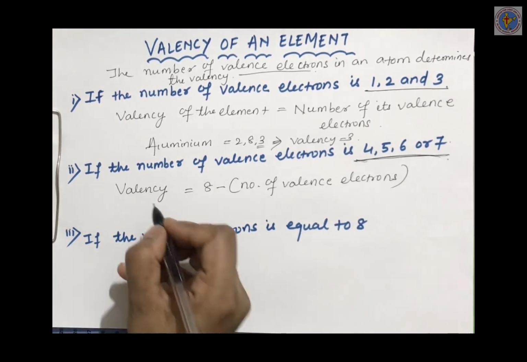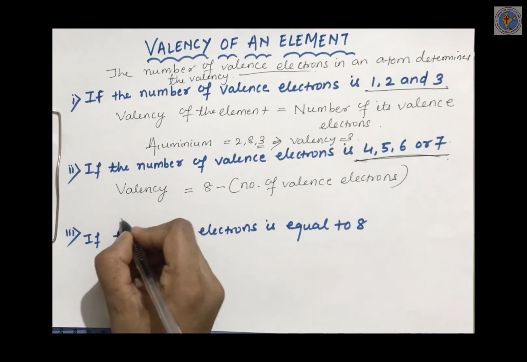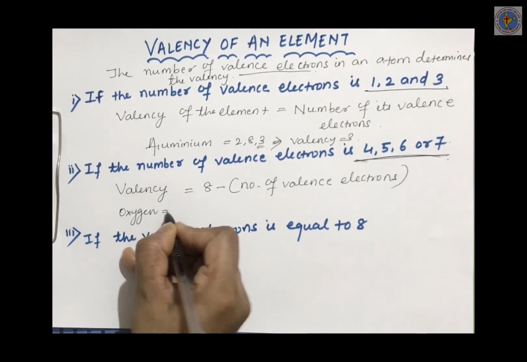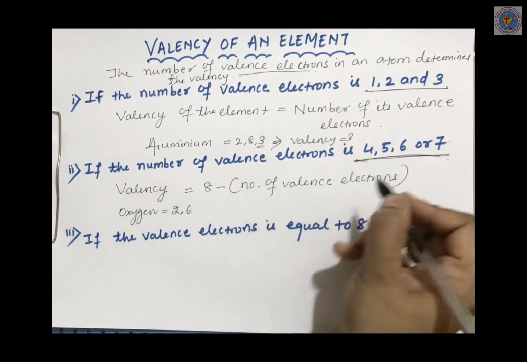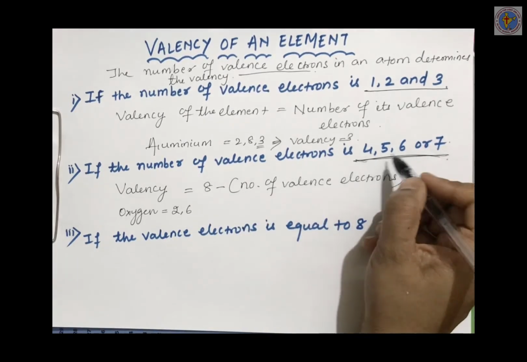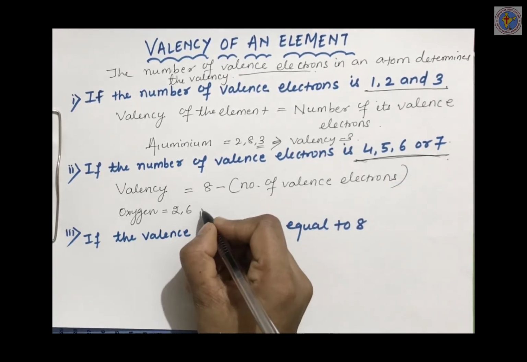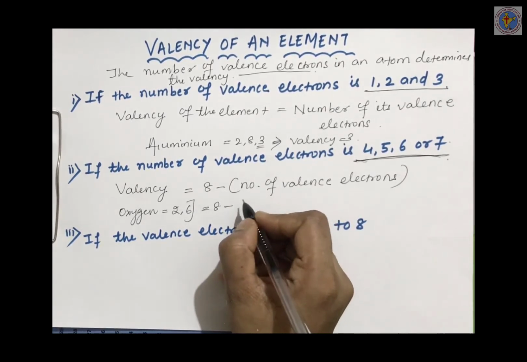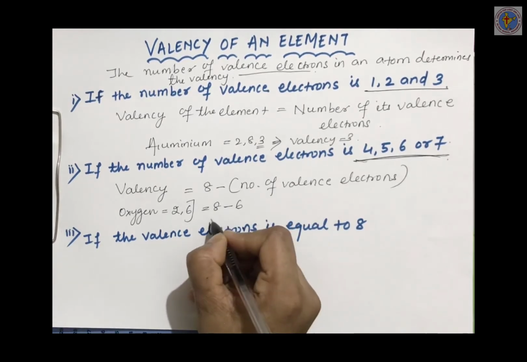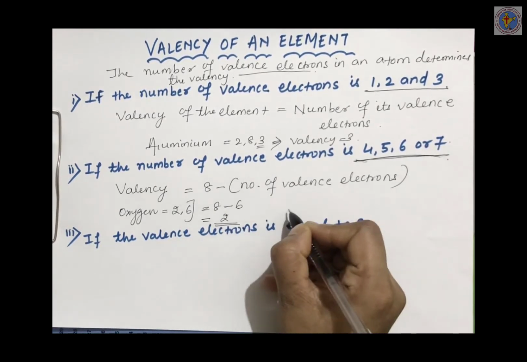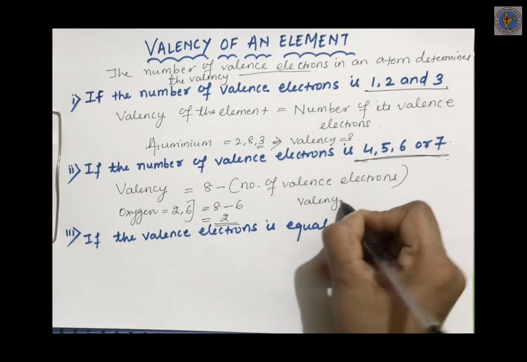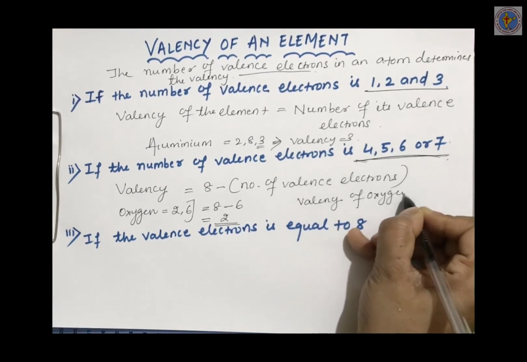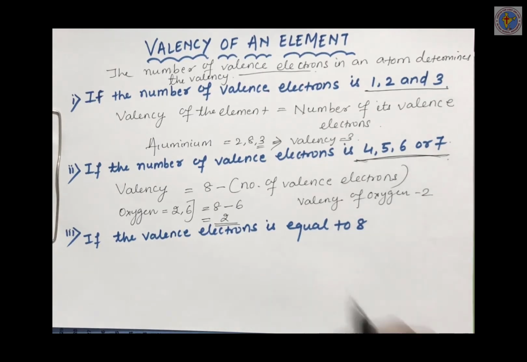That means let us consider one example, oxygen. So what is the electronic configuration of oxygen, children? 2, 6. That means it is coming under second rule, that is this rule. So how can we find the valency? Here valency can be found out by subtracting 6 from 8. Okay, so 8 minus 6, that is 2. So valency of oxygen is 2.